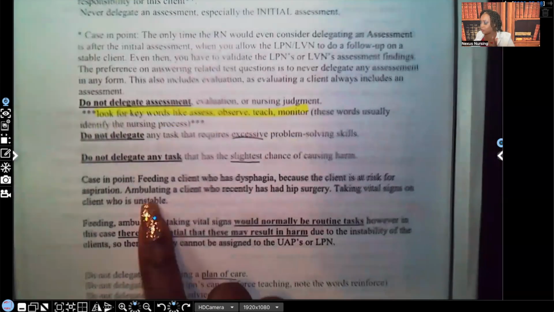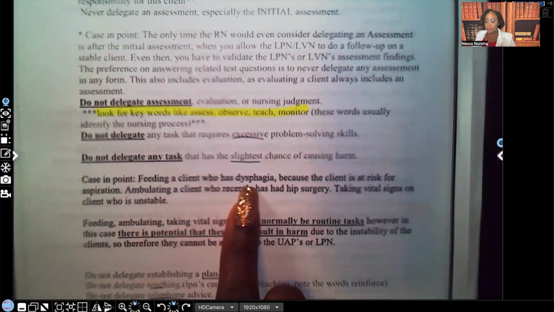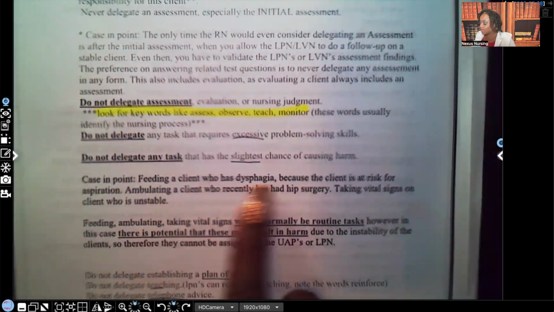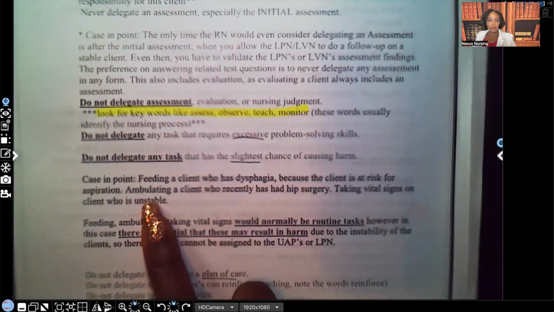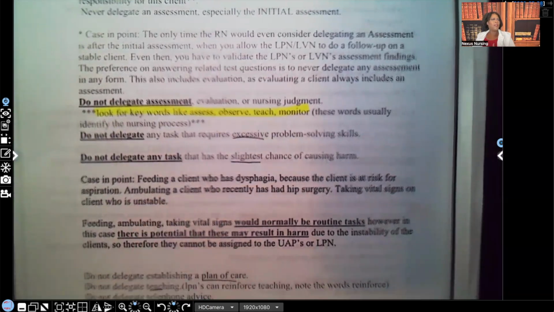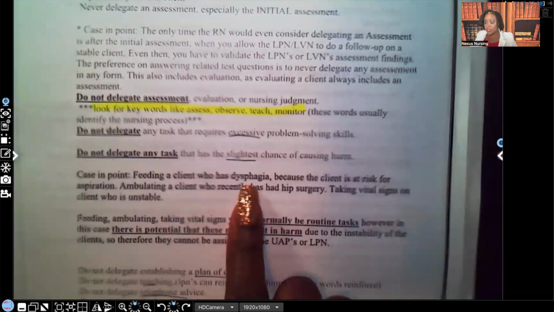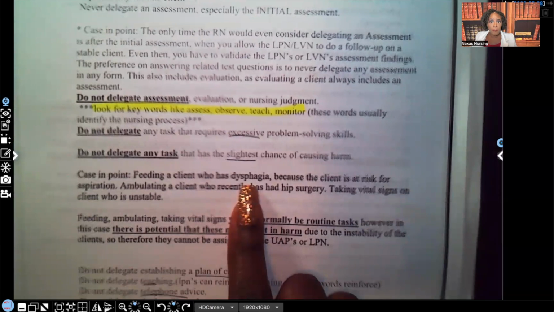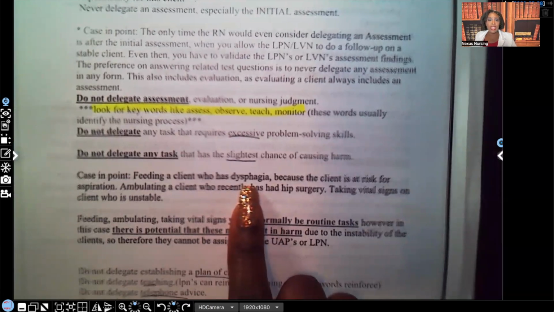Let's look at this case in point. Feeding a client who has dysphagia, because the client is at risk for aspiration. And you would think, okay, well, feeding a patient, I can give that to a CNA, I can give that to a PCT. Not if they have dysphagia. You can't. Why? There's a chance that they can aspirate.